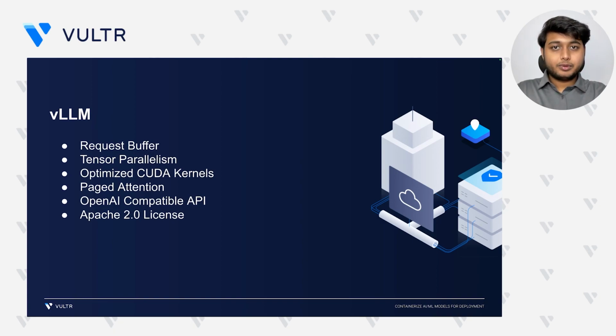It also has an OpenAI compatible API, which will allow you to swap out some variables in your GPT-4 code, and VLLM's inference API should just work fine. The main problem with Hugging Face text generation inference is the restrictive license, but VLLM, on the other hand, comes with an Apache 2.0 license, which will allow you to use it for commercial usage.